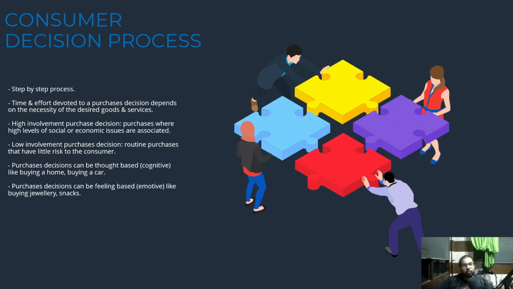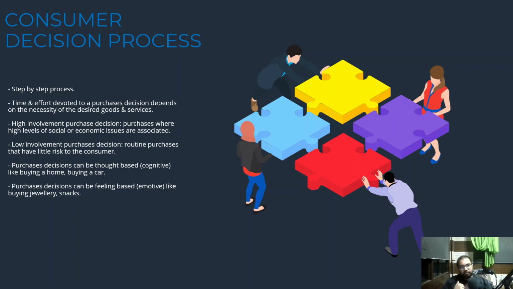Contrary, we have the low involvement purchase decision. Now, these decisions can be routine purchase decisions. So buying a chocolate or buying a cold drink, you do not need to put a lot of effort in the decision making process, but still there are the same steps involved, but those steps are dialed down a bit.